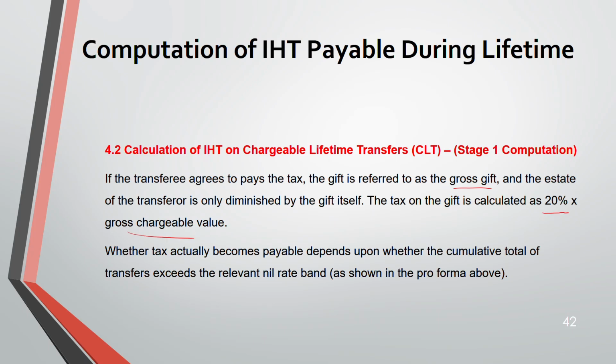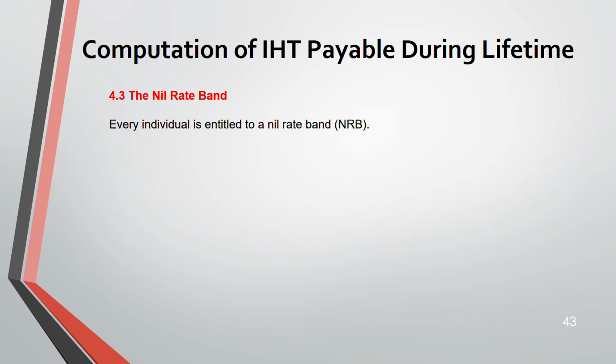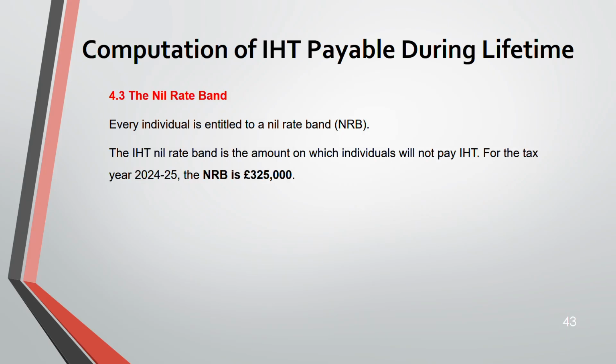Whether the tax actually becomes payable depends on whether the cumulative total of the transfer exceeds the relevant nil rate band. Remember, all your transfers together, if you're adding, have to exceed your nil rate band, which is 325,000, as shown in the pro forma above. Now, nil rate band. Every individual is entitled to a nil rate band. So, nil rate band for 24-25 is 325,000. The amount on which individuals should not pay IHT.